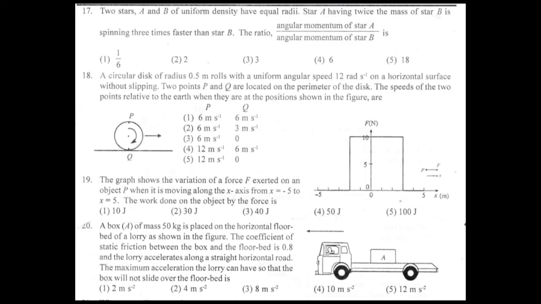Question number 19. The graph shows the variation of a force F exerted on an object when it's moving along the x axis from x equals minus 5 to x equals 5. They ask for the work done on the object by the force. Now, when it's moving from minus 5 to minus 2, there will be no work. Why? There is no force. Work is force into distance. So, no force, no work. From plus 3 to plus 5, no force, no work.